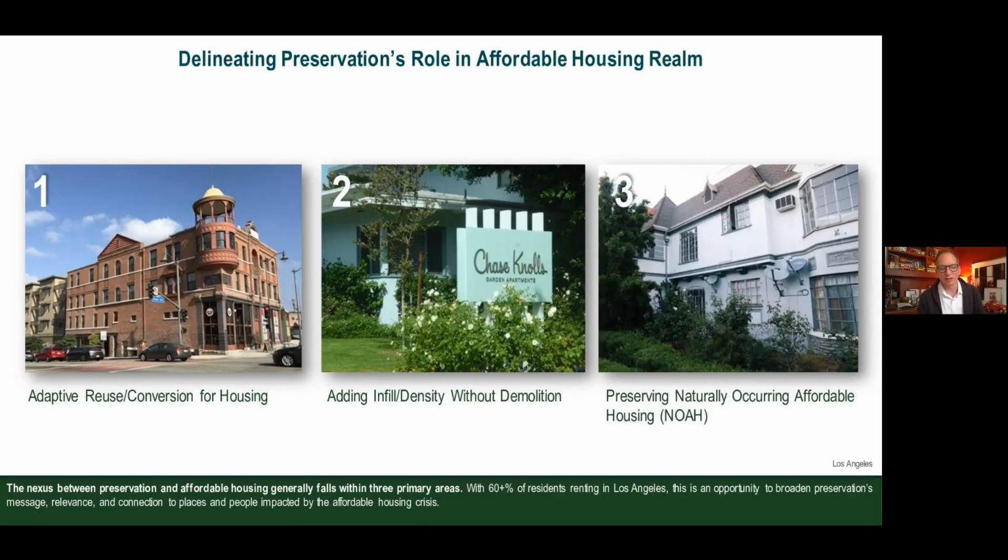I'm going to end on this idea of the three aspects that we've broken out in terms of how we're trying to make sense of this issue of housing and preservation, and what it looks like, again, with these three components. I'll go through these quickly because I know we're a little short on time here.